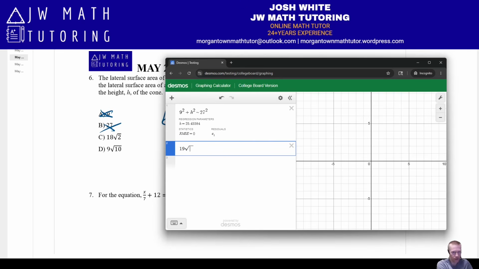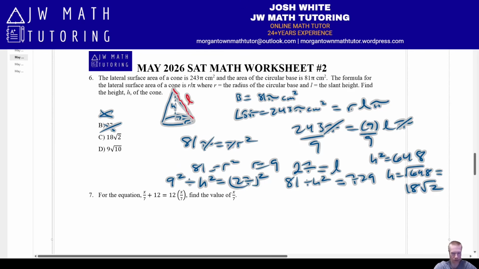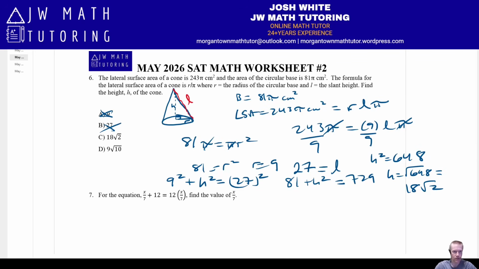So 18 square root 2, whoops. Yep, that matches. 9 square root 10, no, it doesn't match. Therefore, the correct answer is going to be letter C, 18 root 2.